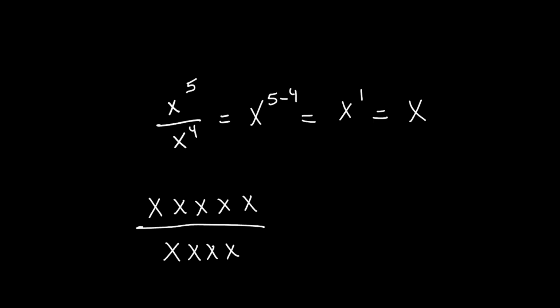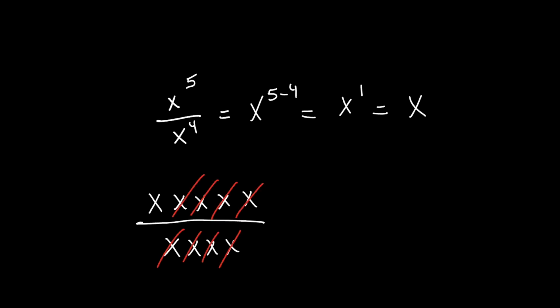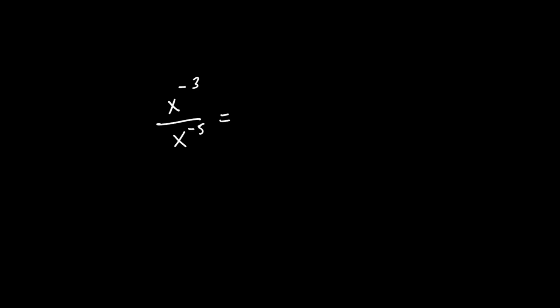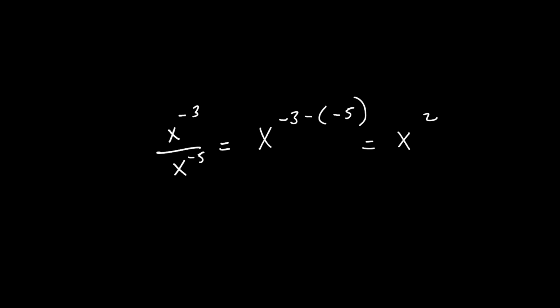Let's say that we expanded the x's in the numerator and denominator. What we do to the numerator, we need to do to the denominator and vice versa. So the goal here is to simplify this expression. So we will cross out 4 x's at the bottom and 4 x's at the top. Then we will get a final answer of x to the power of 1, or just simply x. Let's take a look at this next problem. x to the power of negative 3 over x to the power of negative 5. When we subtract negative 5 from negative 3, we get a positive 2. So the answer is x to the power of 2.